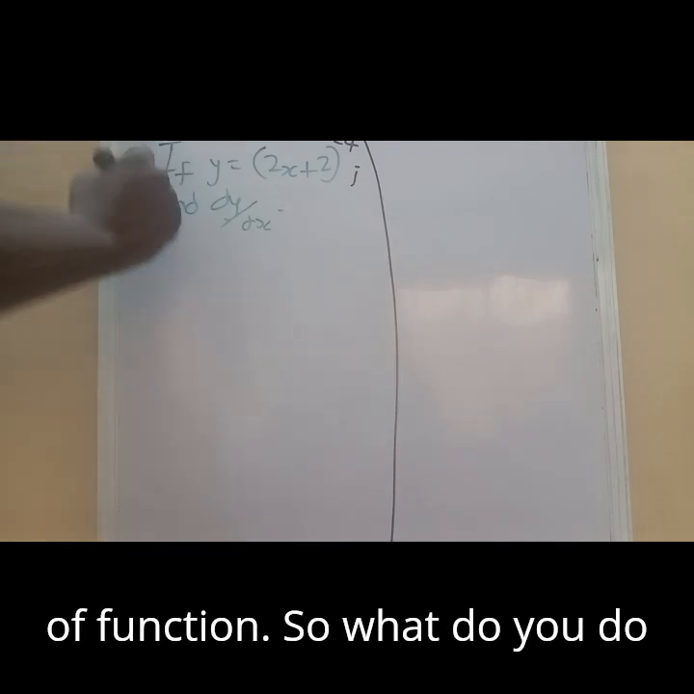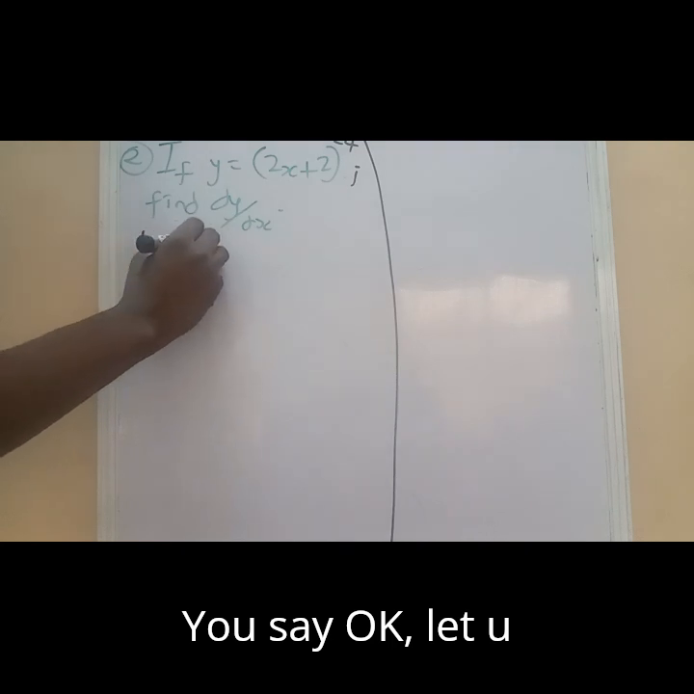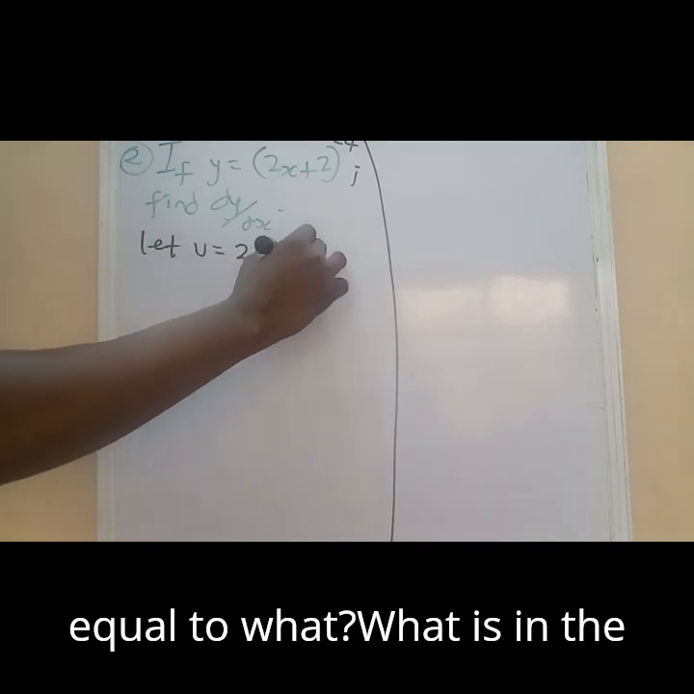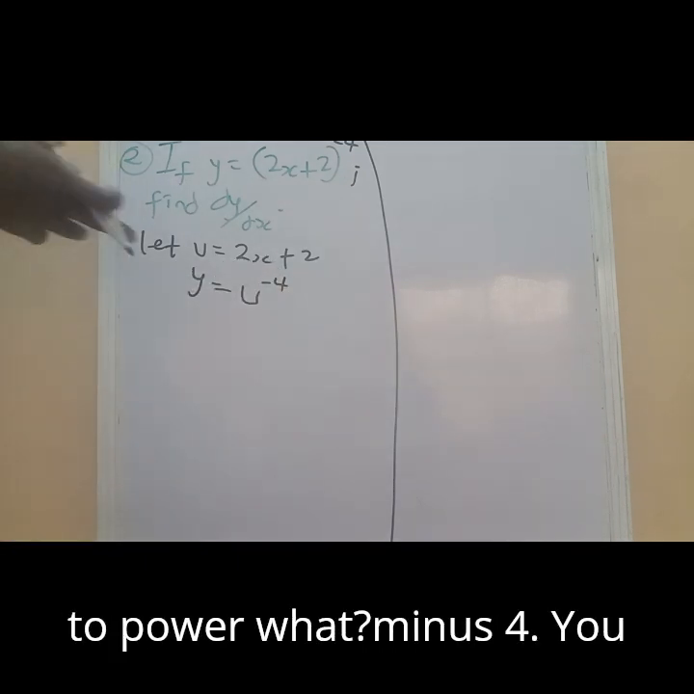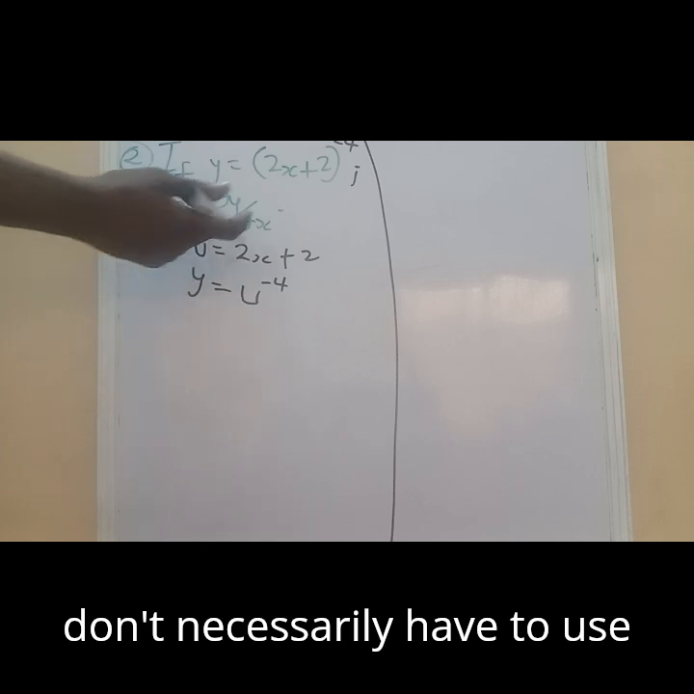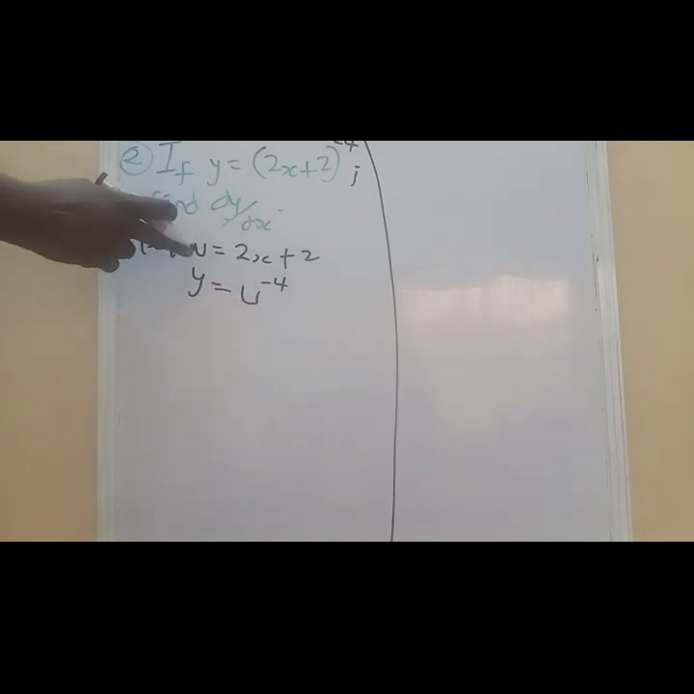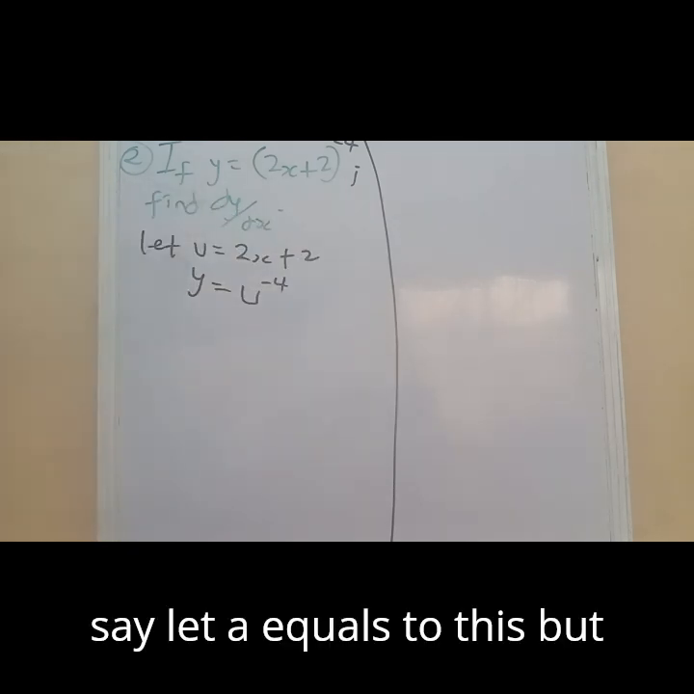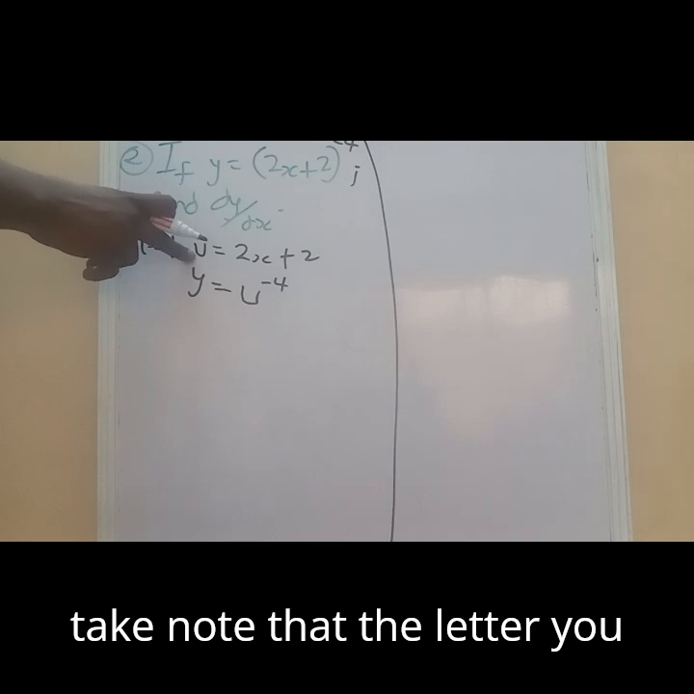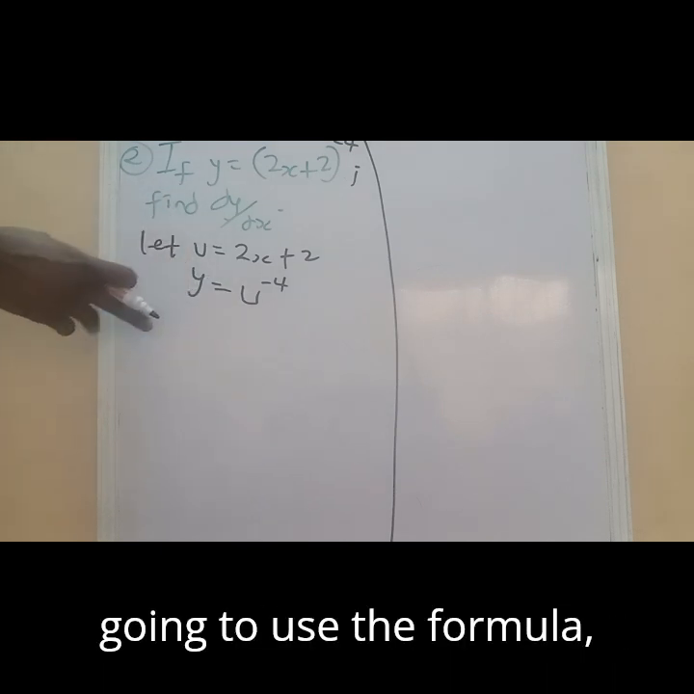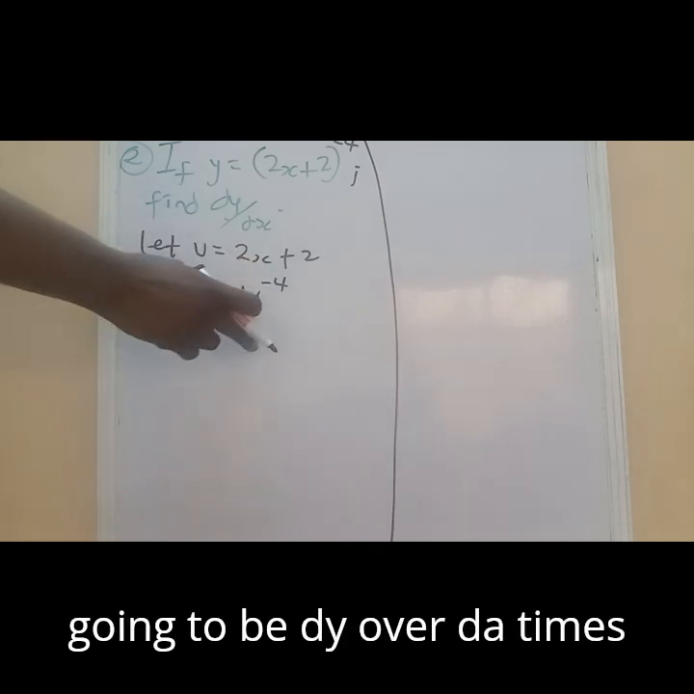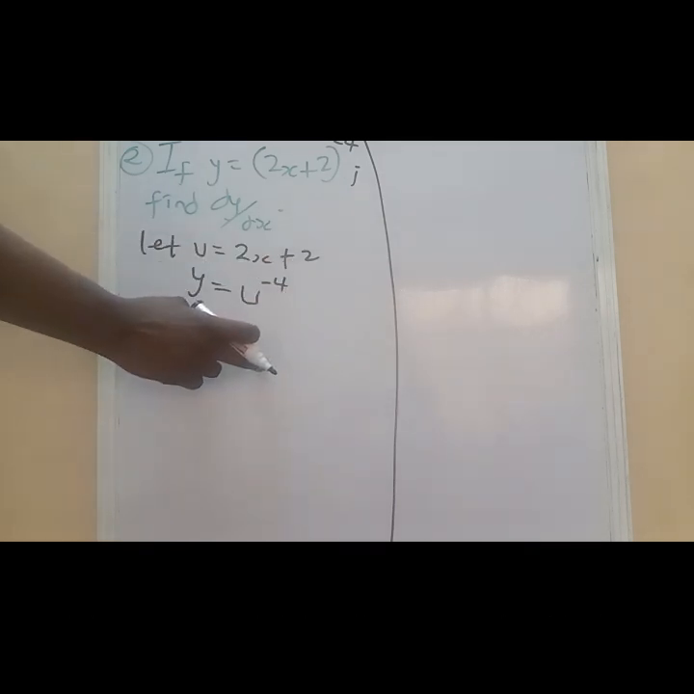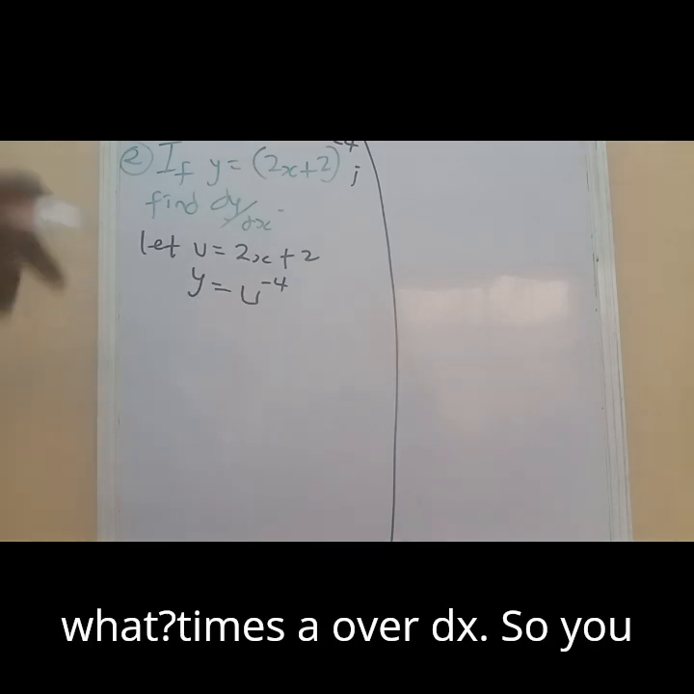So you say, okay, let u equal what is in the middle, 2x plus 2, so that your y will be u raised to the power of minus 4. You don't necessarily have to use u. You can easily say let a equal this, but take note that the letter you use here, when you are going to use the formula, it is going to be dy over da times da over dx. So you have to be mindful of that.